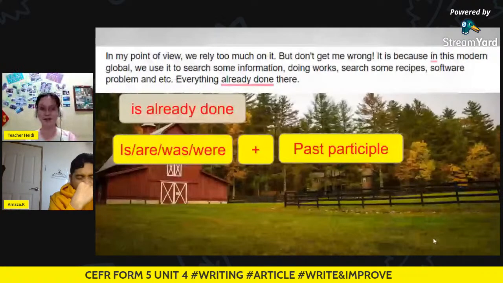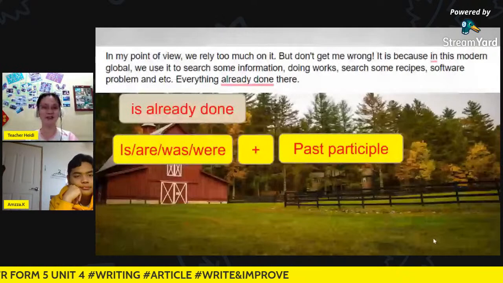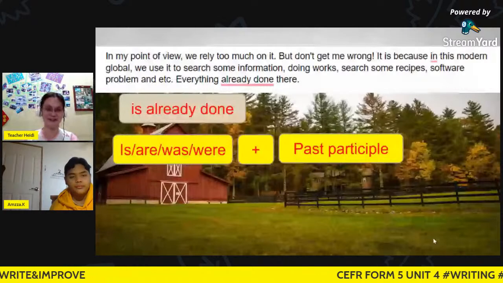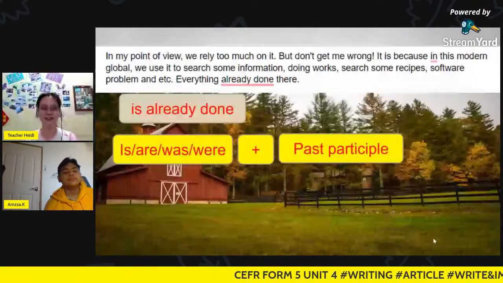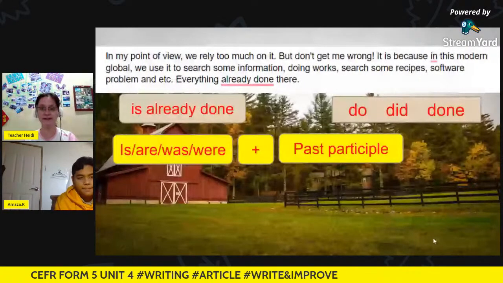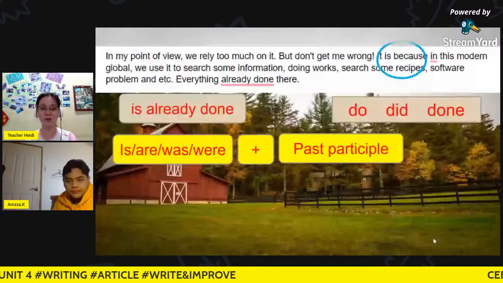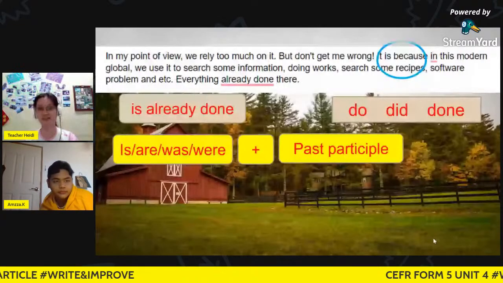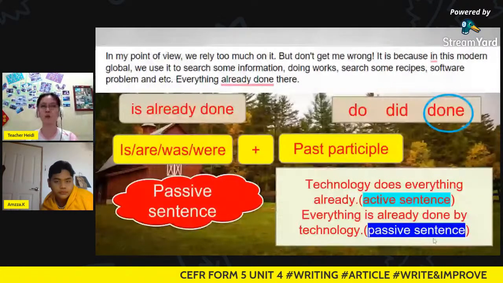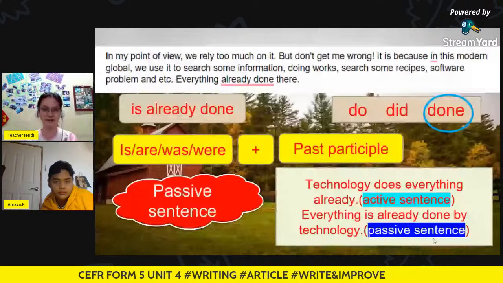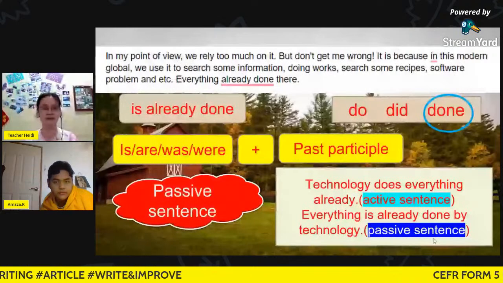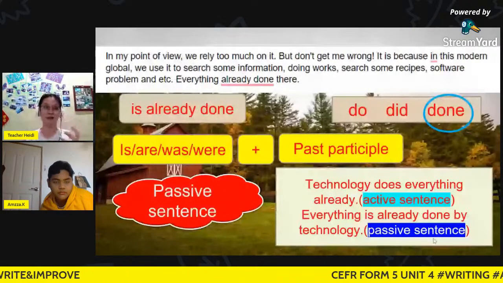If you are writing a passive sentence, I hope you know what a passive sentence is. Okay, right. So it's the same thing: do, did, done. So you have to choose done. And I hope you know what a passive sentence and an active sentence are. You only apply the passive sentence in your writing when the doer is not important.